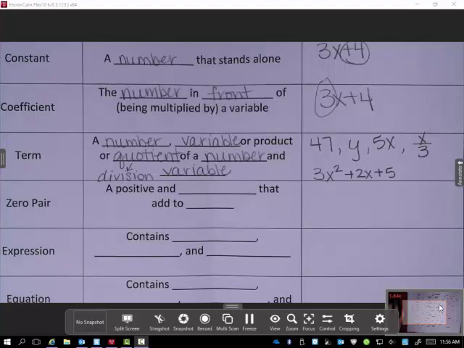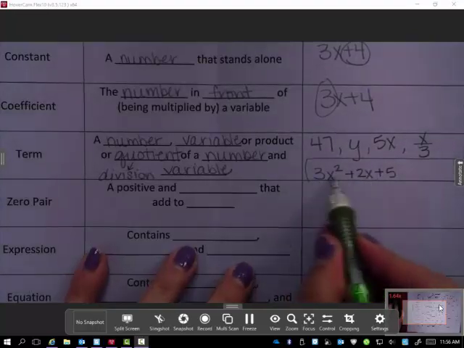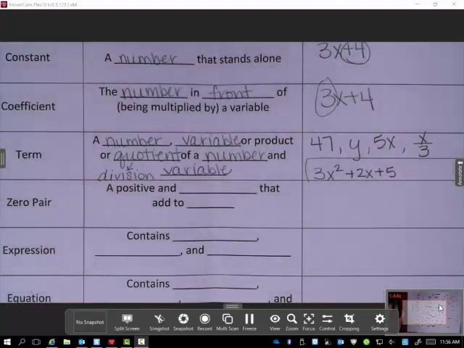Okay, so if I have this right here, how many terms is that? This one's kind of hard. Is that 3? It's 3 terms. What's the first term? 3x squared. Okay, now here's where some people look at that and they're like, no, that's not a term because there's a squared there. Did anybody think that? It's okay if you did.